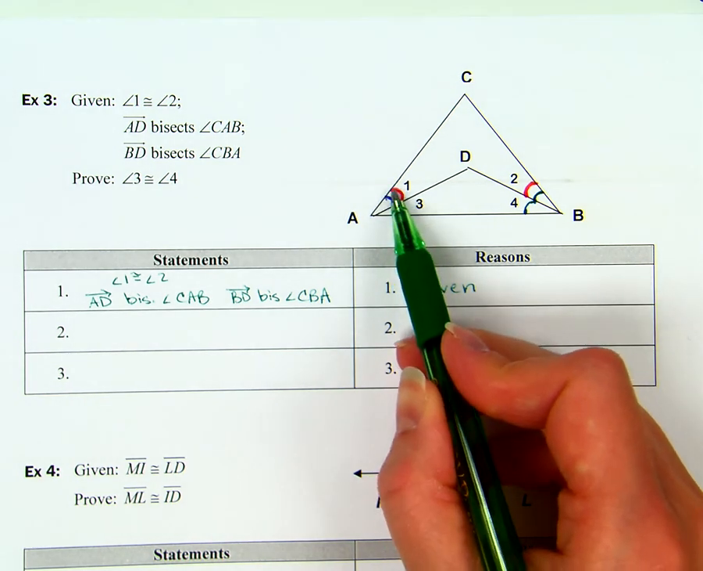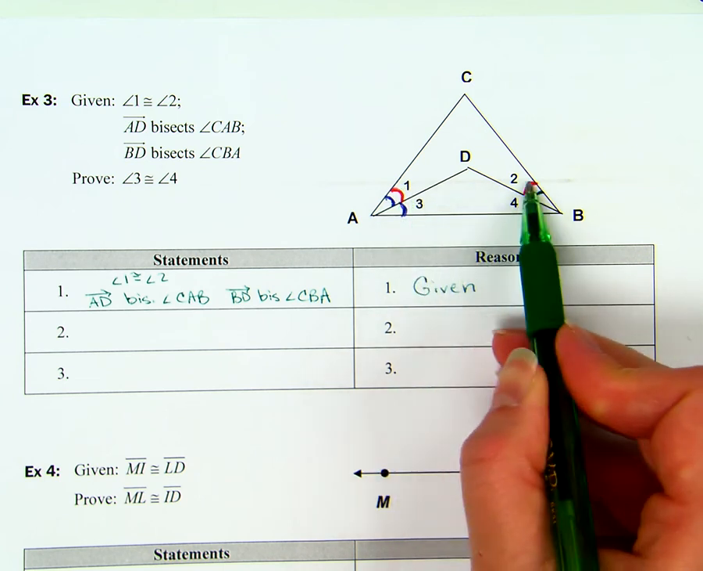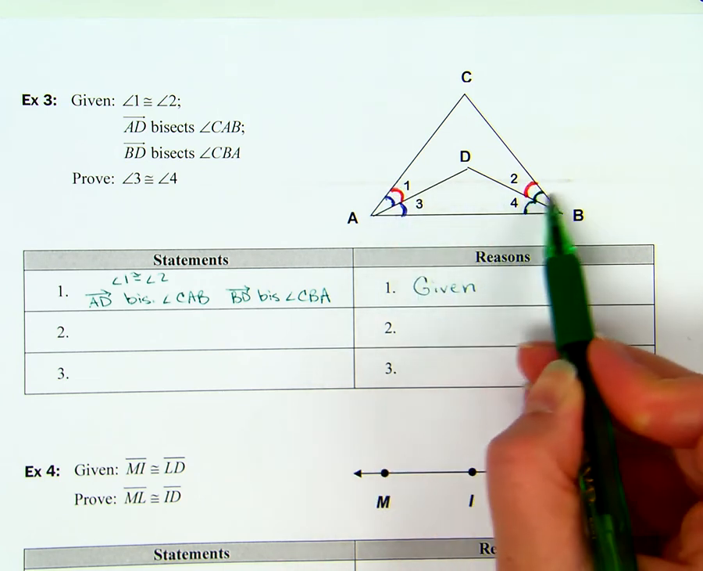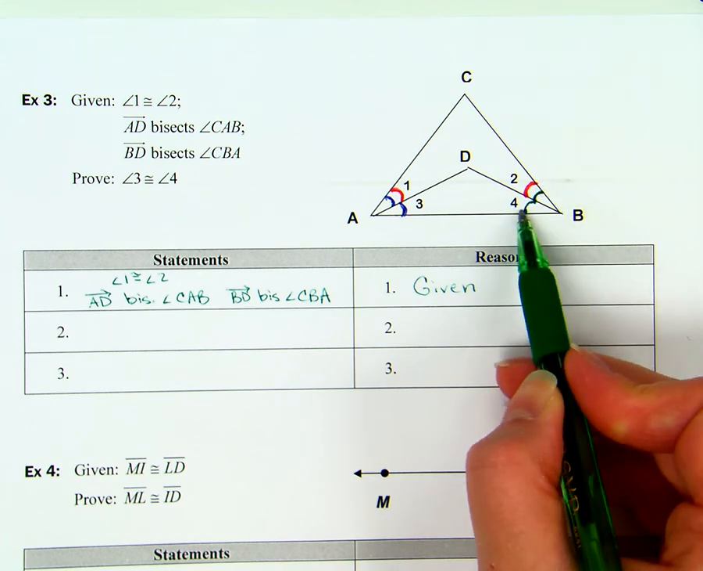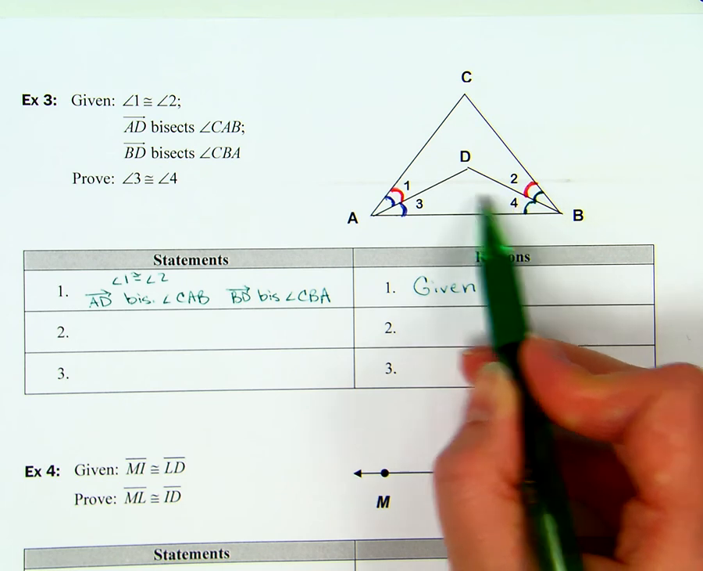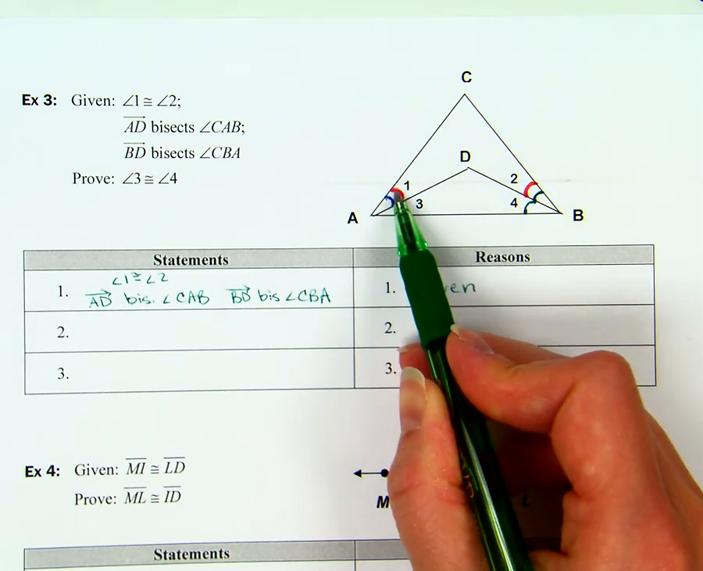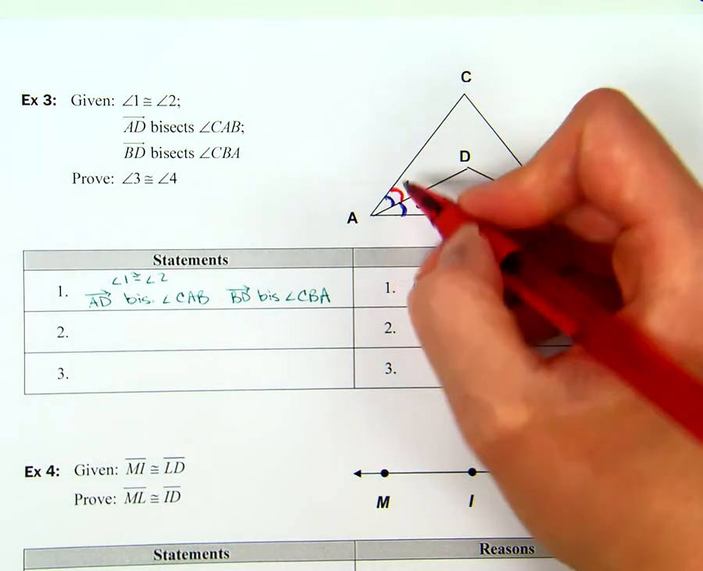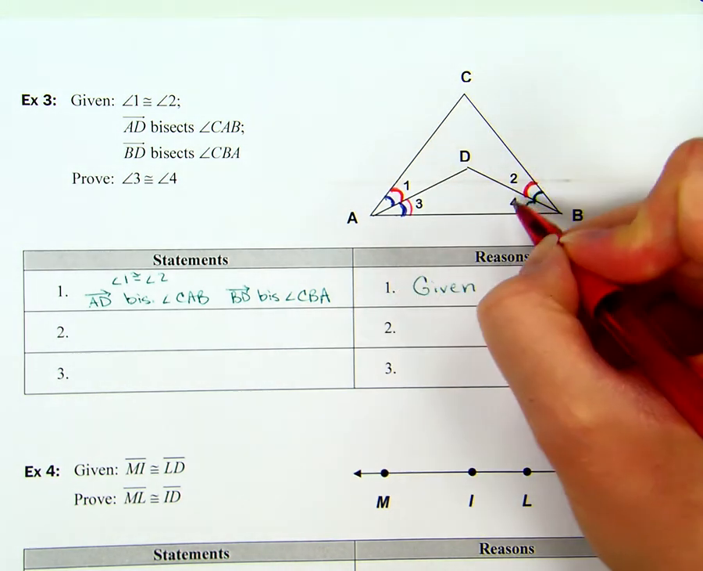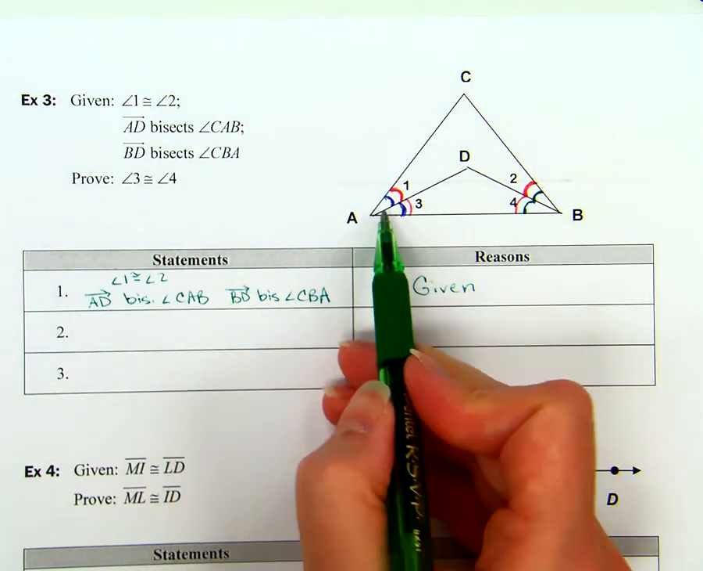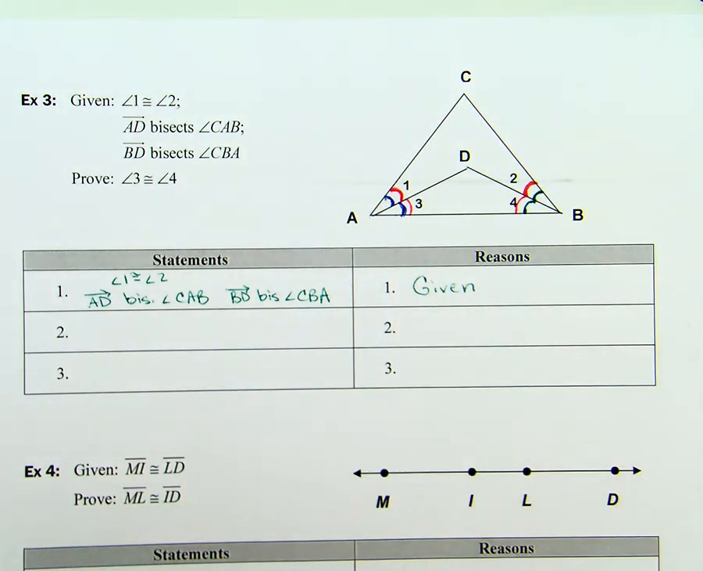Well, if these two are the same, but 1 and 2 are the same, then 1 should be the same as 3. If these two are the same, and 1 and 2 are the same, well then 4 should be the same as 1. Well folks, all of these angles should match up. We should be able to get all of them to be the same. So let's do that. Let's start with that first conclusion.